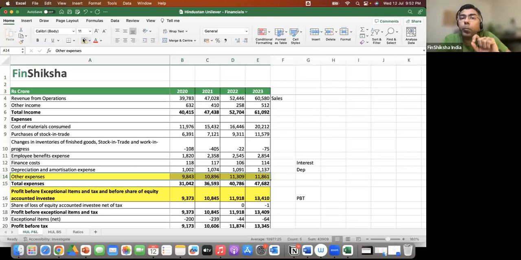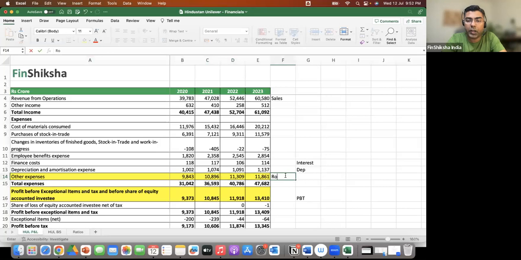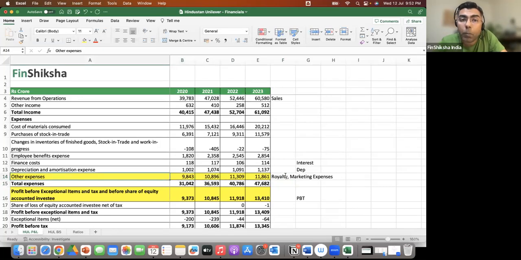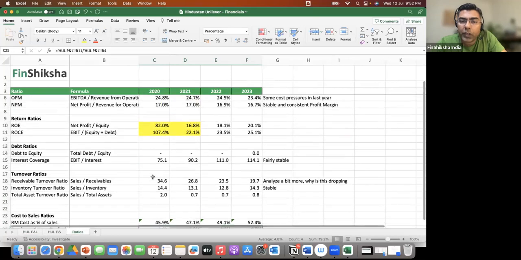Interestingly, HUL also pays a royalty of close to about 2.5 to 2.6% of their sales value to Unilever annually. That is also included here. So you will find your royalty and marketing expenses are all included in the other expenses component. That's something you want to keep an eye on. Those are some of the core ratios that are there.